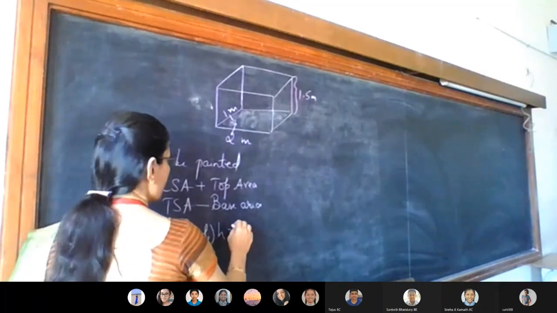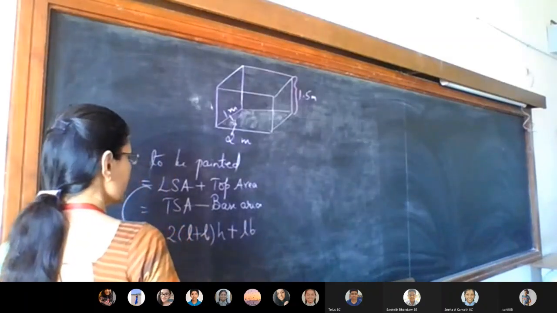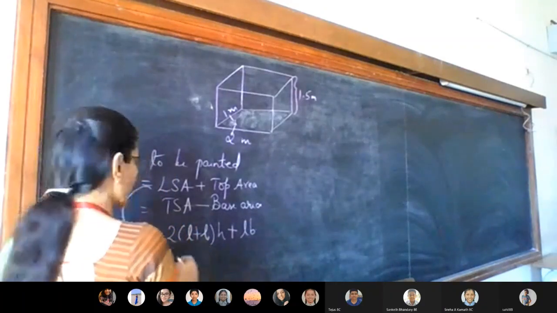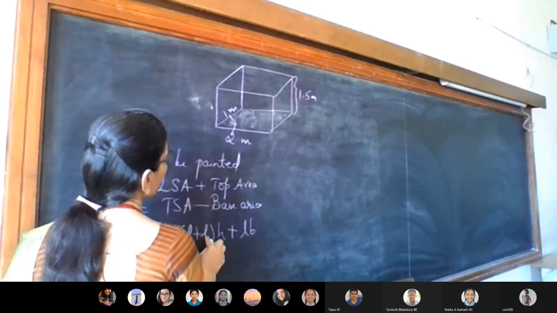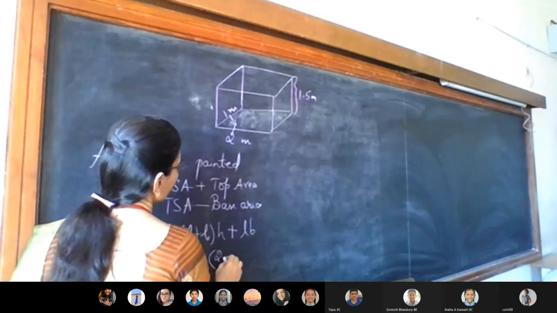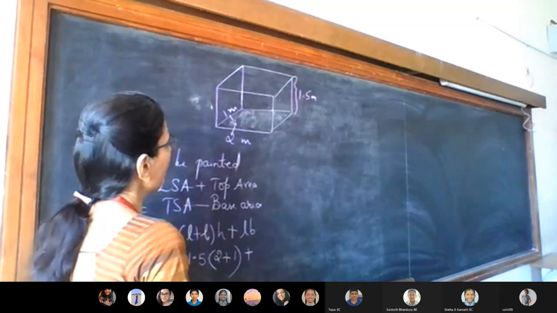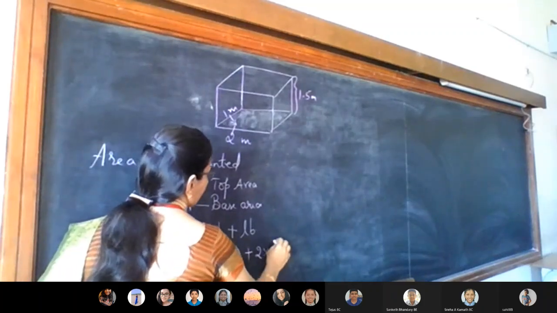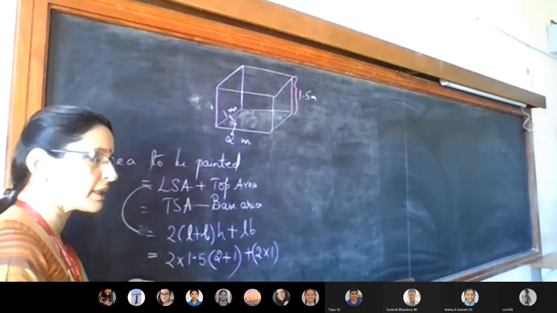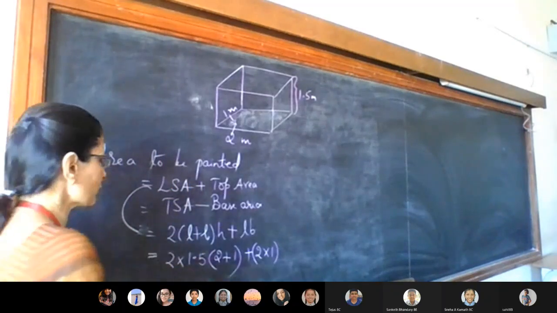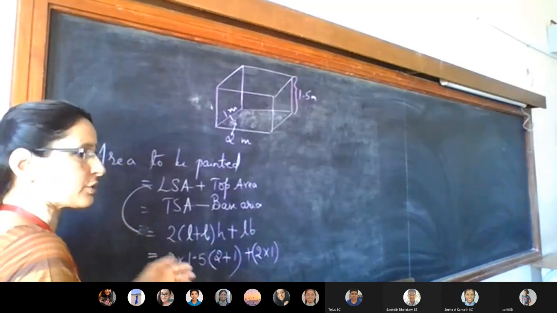LSA plus LB. So you can use this only. 2 into what is H? 1.5. L plus B. L is 2. B is 1. Then plus L into B. 2 into 1. So all are in meters. So answer expected in which unit? Meter square. But while calculating, be careful. Multiplication only. Addition. Don't confuse.